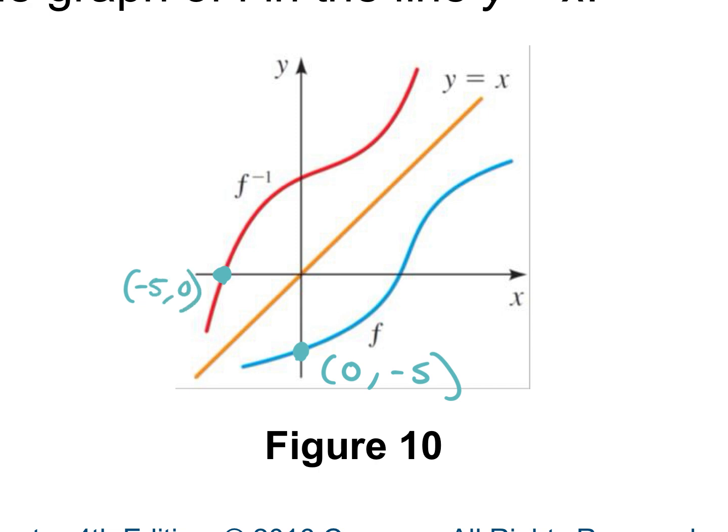On the inverse graph, so on the red one here, it would have the same point, but the x's and y's switch. So this point would be negative 5, 0. So when you are graphing an inverse function, it's going to have the same points, but the x's and y's just flip. So 0 was our x, and negative 5 is the y. Now 0 is going to be the y, and negative 5 is going to be our x. So the x's and y's just flip for an inverse.